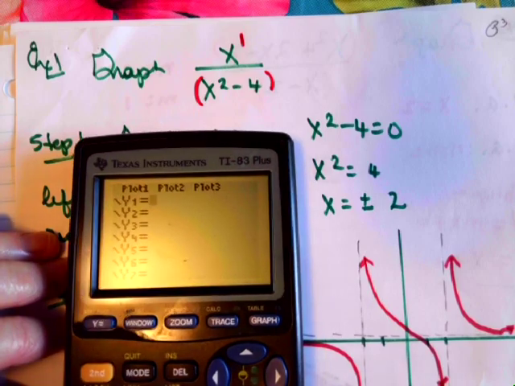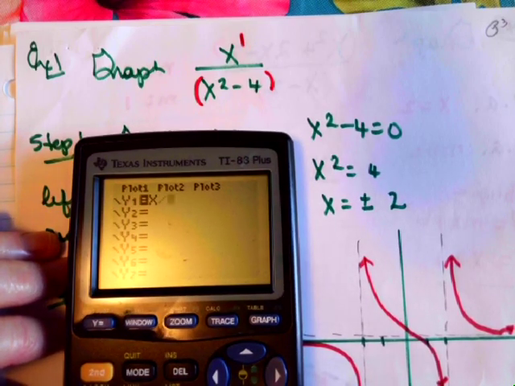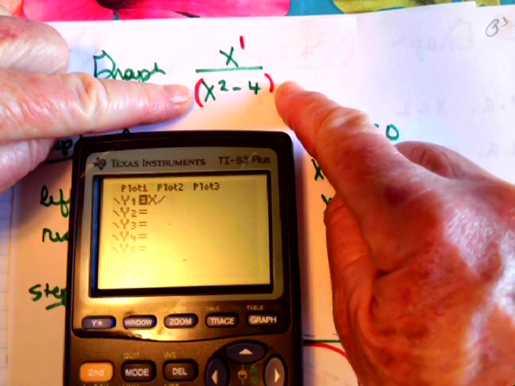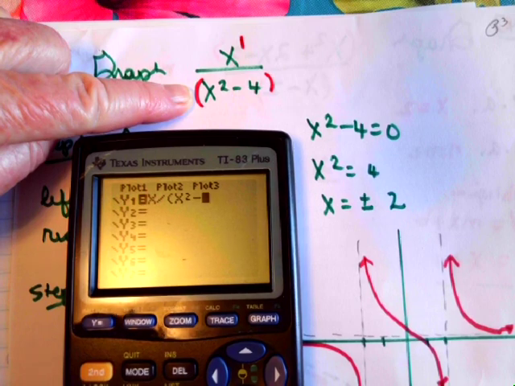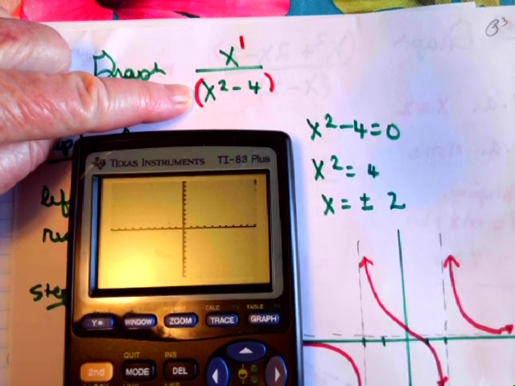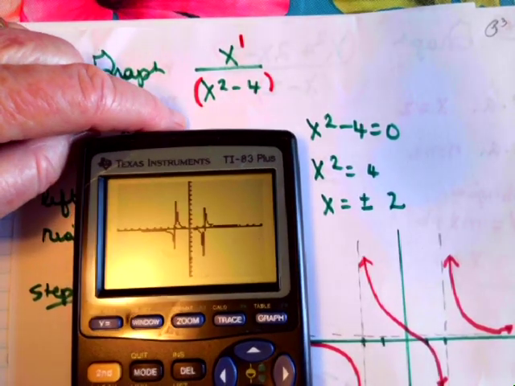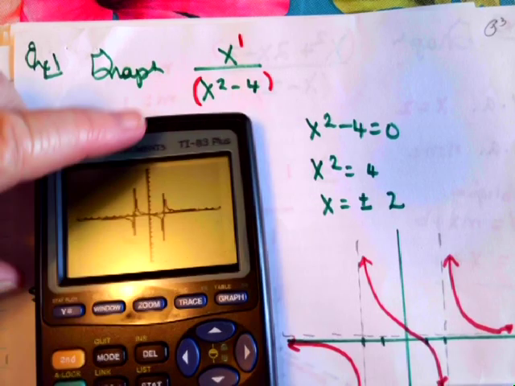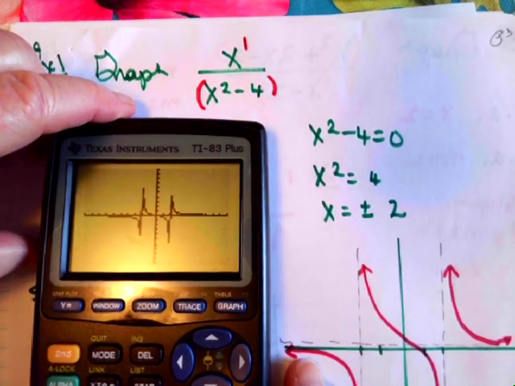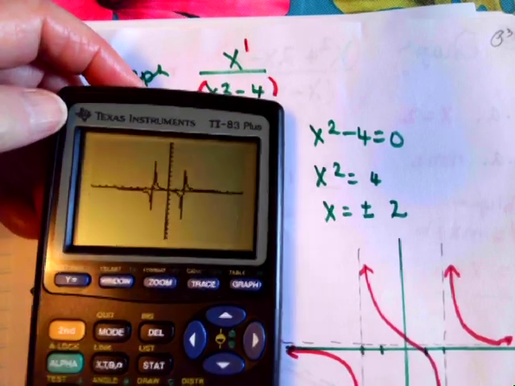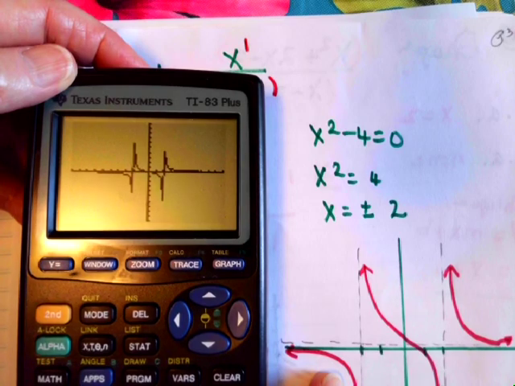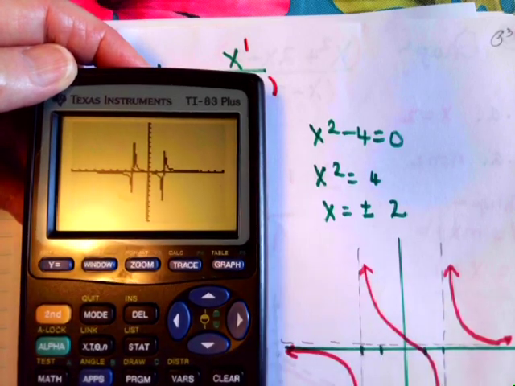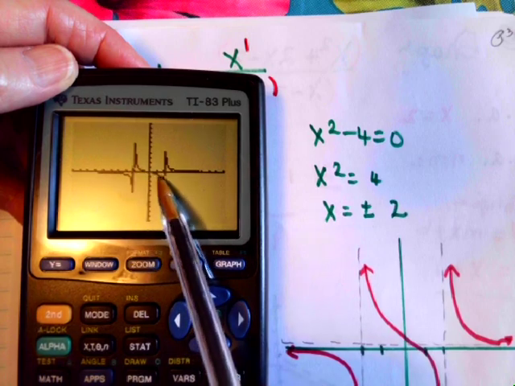So here I have my calculator. I've got x divided by, if you have any operation in numerator or denominator, you have to put it in parentheses, x squared minus 4, graph. It looks a little funny, doesn't it? This curve represents this red curve that I have in the third quadrant. In the middle, between these two, there's a line that goes like this.